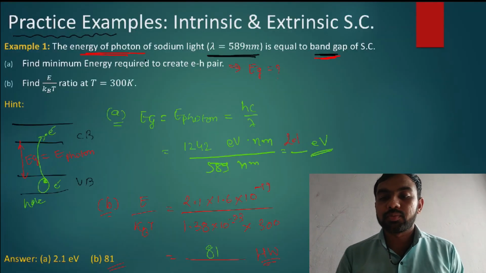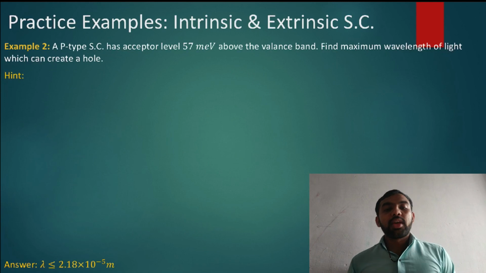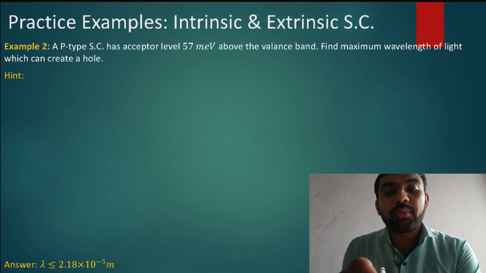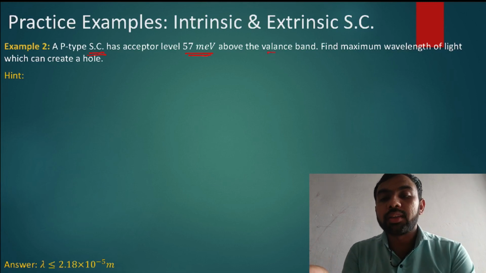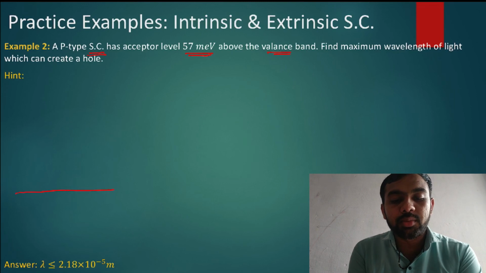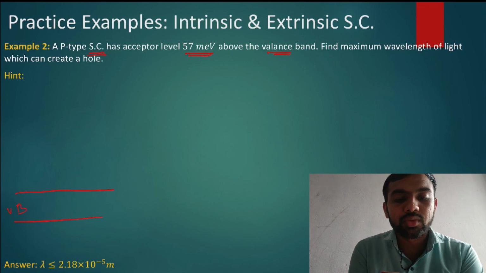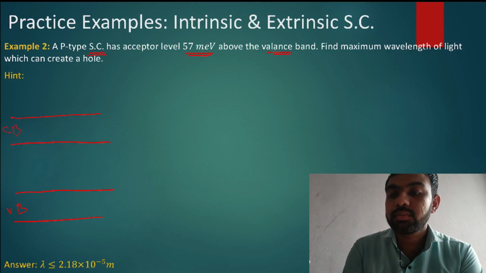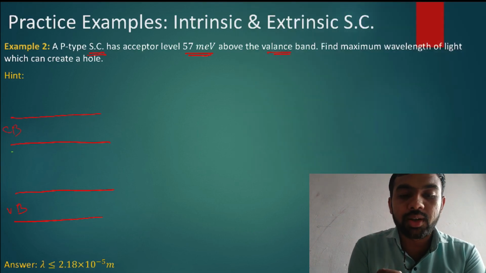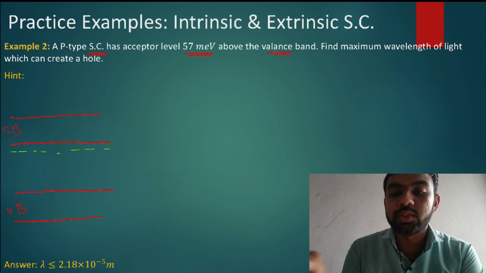Okay, let's see the next example. Example number 2. A p-type semiconductor has an acceptor level 57 meV above the valence band. Meaning here is the valence band, suppose here is the conduction band, so the acceptor level will be here. Sorry, this is the donor level, no, my mistake.